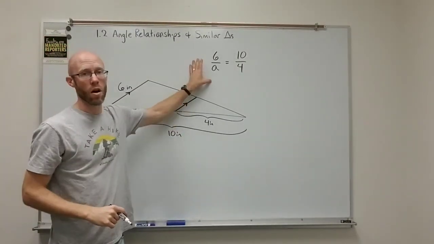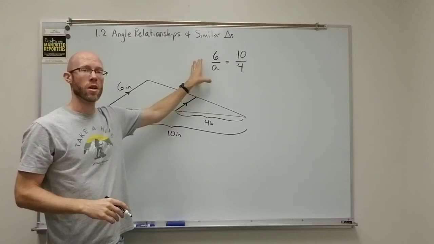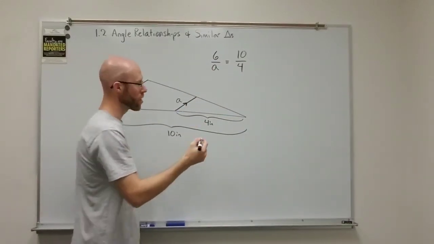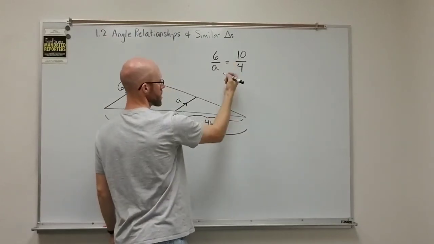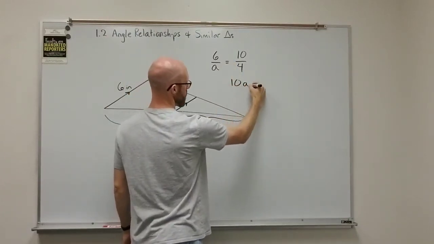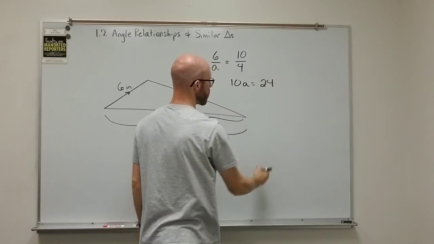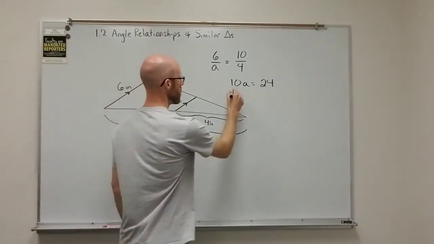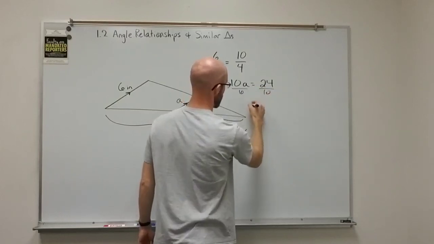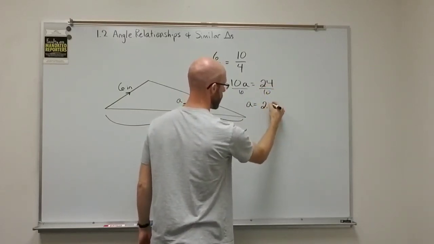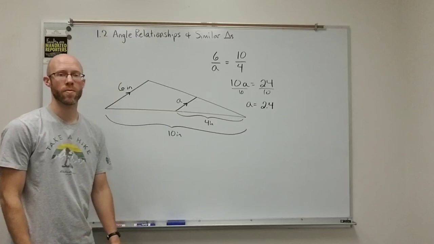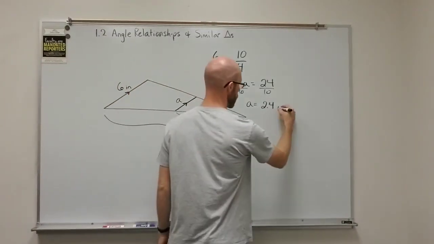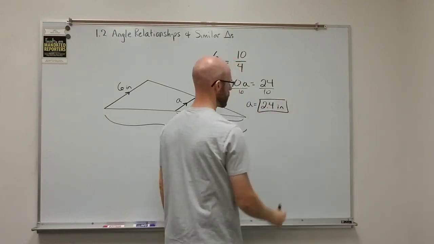And so now we solve, and of course to solve a proportion we use cross multiplication. 6 times 4 is 24. And 10 times A is 10A. So we have 10A equals 24. And then, of course, we divide out the 10. And A would equal 2.4. Right, 24 over 10. So the missing side here is 2.4 inches. All right.